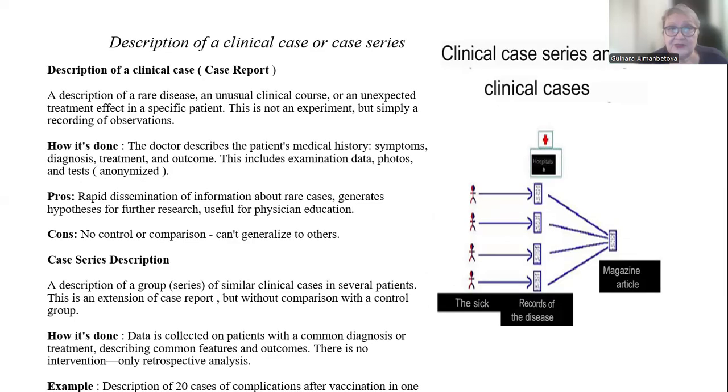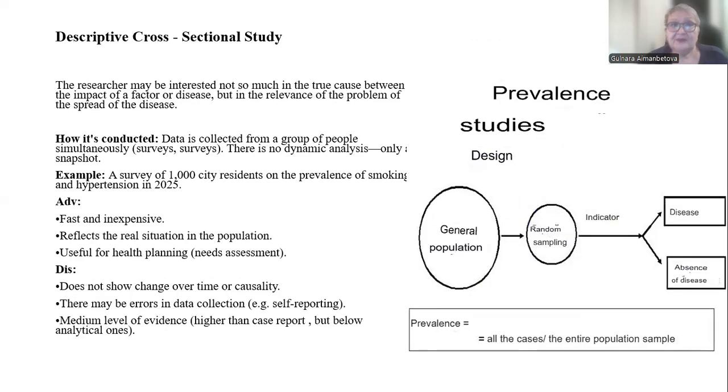Descriptive cross-sectional study. The researcher may be interested not so much in the true causal link between the impact of a factor and disease, but in the relevance of the problem of the spread of disease. How is it conducted? Data is collected from a group of people simultaneously. There is no dynamic analysis, only a snapshot.